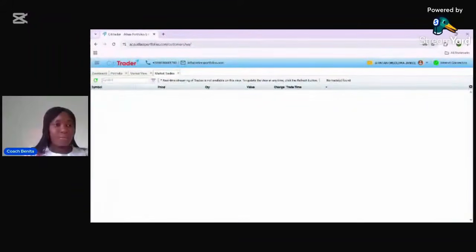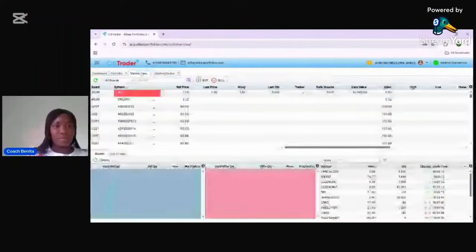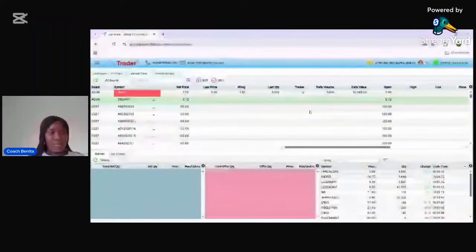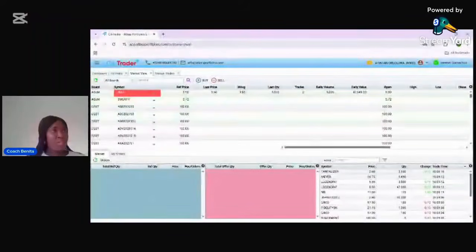So let me take it from market view. Market view gives you a total view of what is going on currently in the market. Now, if you look at these two boxes, you see this blue box, that is the bid side of the market. If you look at the pink side, that is the offer side of the market.